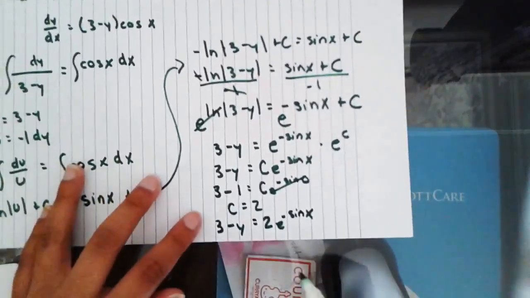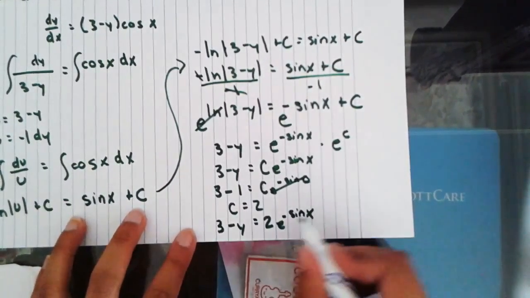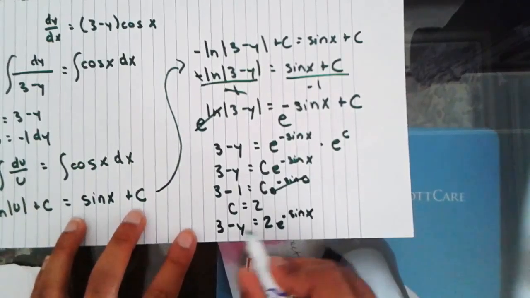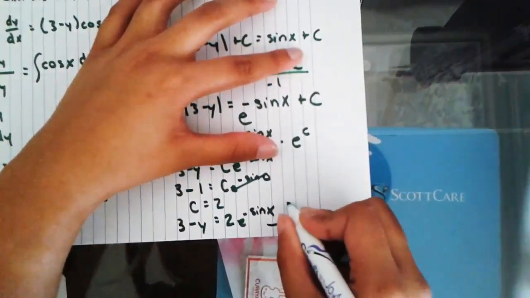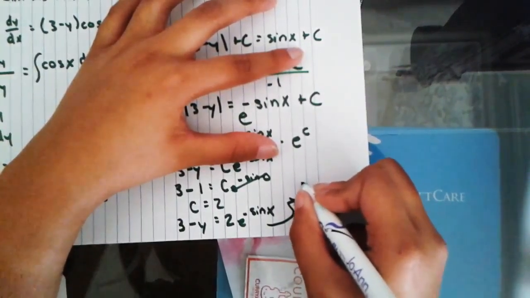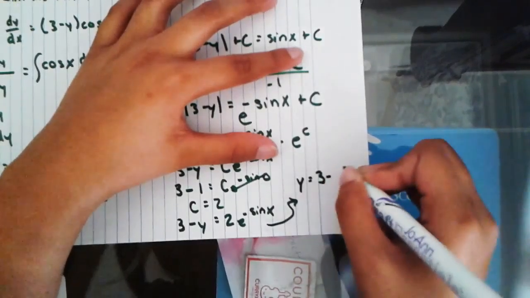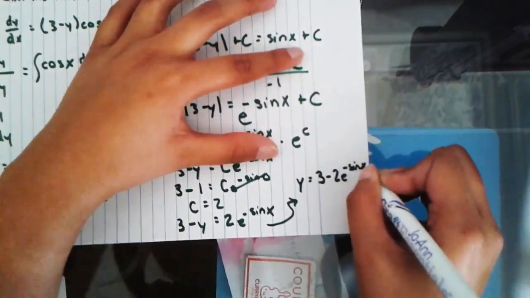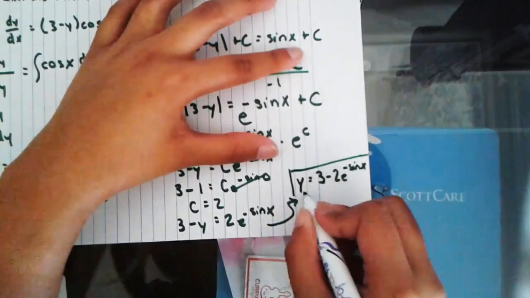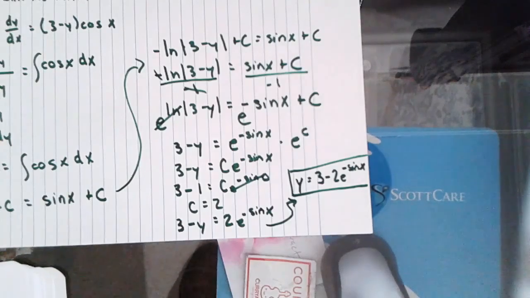And then we could isolate y by adding y to both sides and then subtracting 2e to the negative sine x from both sides. So you would get y equals 3 minus 2e to the negative sine x. And that would be your solution.